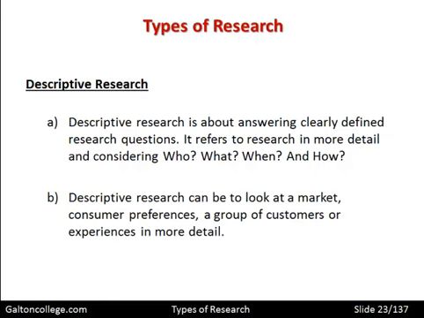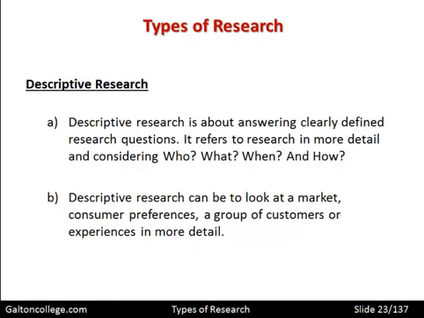Descriptive research can be to look at a market, look at customer preferences, look at a group of customers or experiences in more detail. It's describing customer experiences, perhaps, or it's describing a group of customers. What are the attributes of the customers? What's their income? What are their jobs? How do they live? What's their lifestyle? What are the cultural influences on the customers? Looking at the various preferences of customers. How have the customers changed over a period of time? And it's describing the customers.